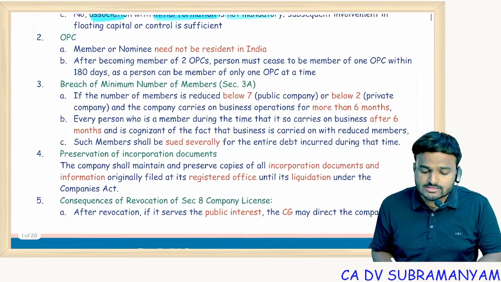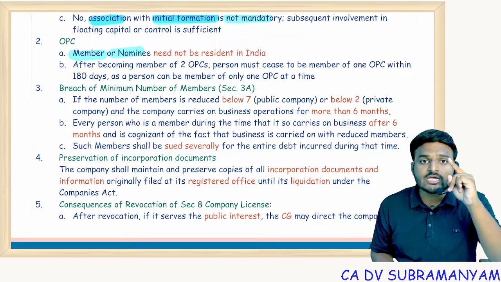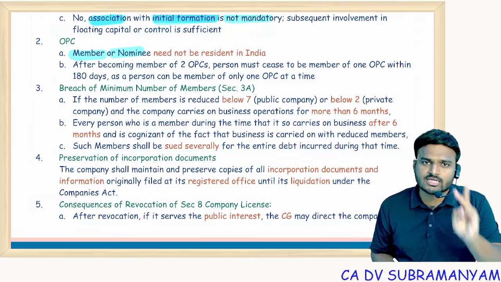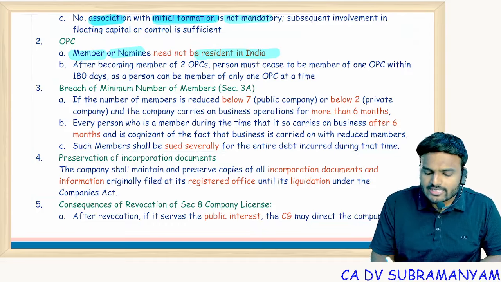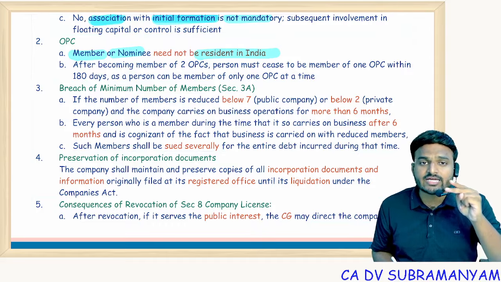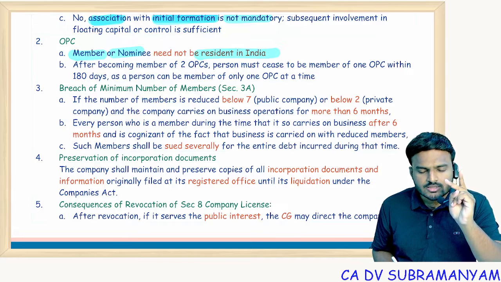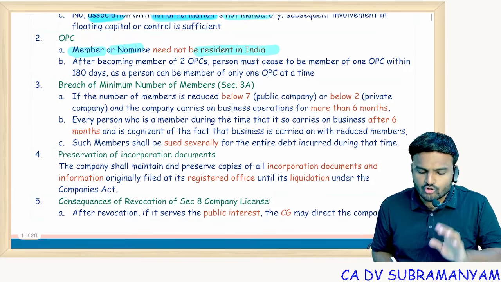Next one, OPC. Remember, the member nominee, there are two conditions only they need to satisfy. One is natural person, Indian citizen. That's it. Residential status is not a criterion. Only two technical conditions are there. One is natural person. Second one is Indian citizen. Need not be resident in India.